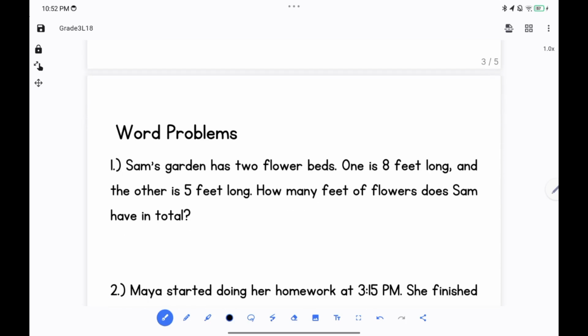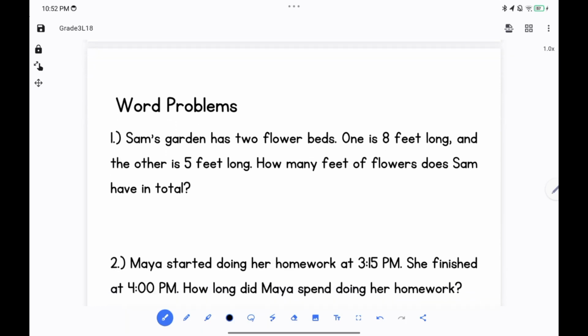Word problem. Sam's garden has 2 flower beds. One is 8 feet long, the other is 5 feet long. How many feet of flowers does Sam have in total? 13 feet, I do believe, because you just add the 2 together. 8 plus 5, you get 13.